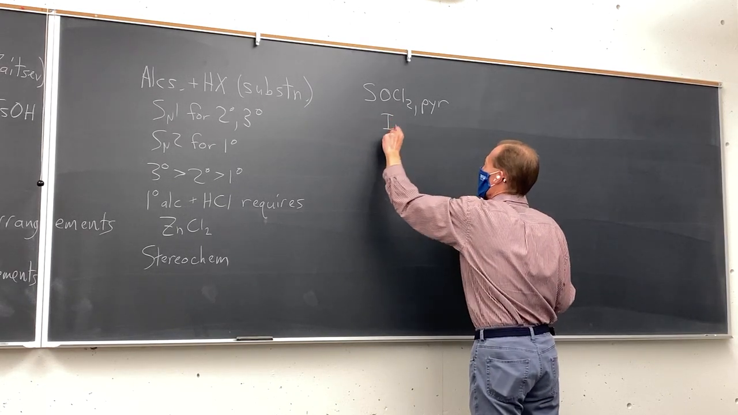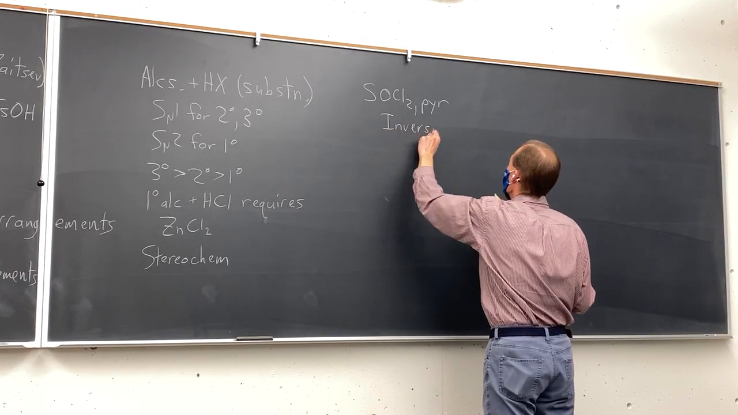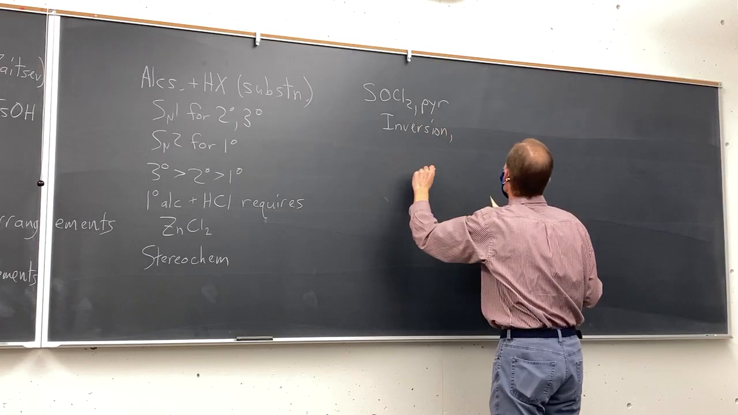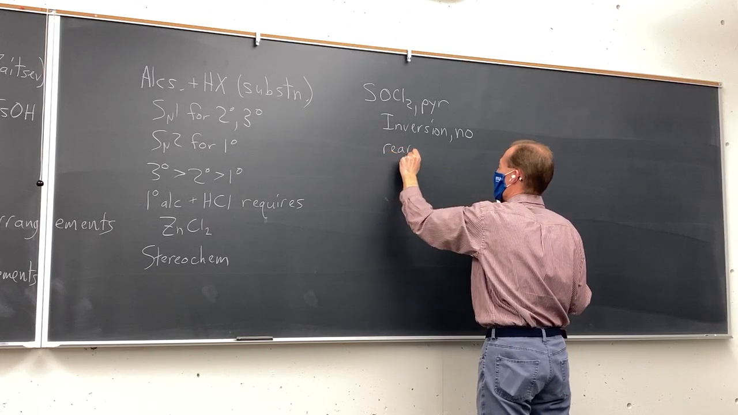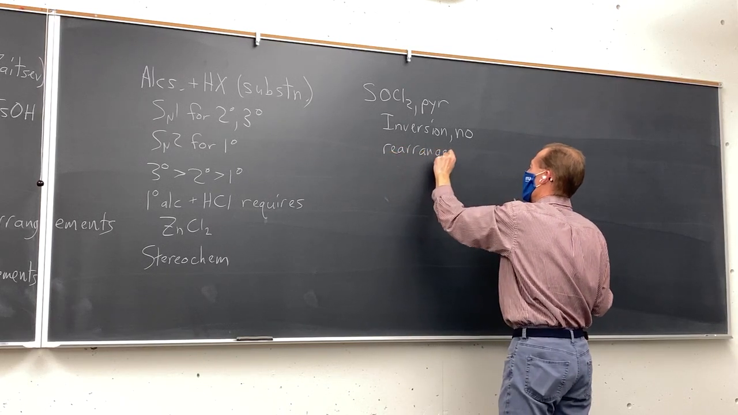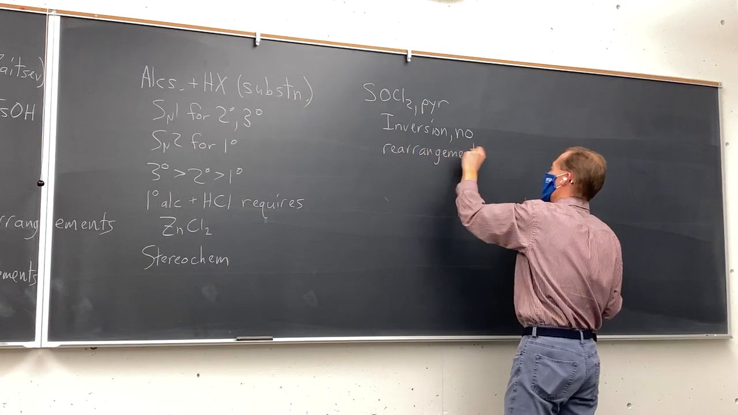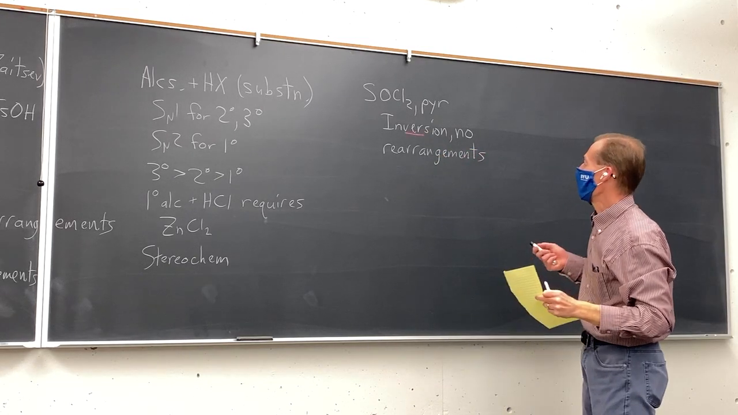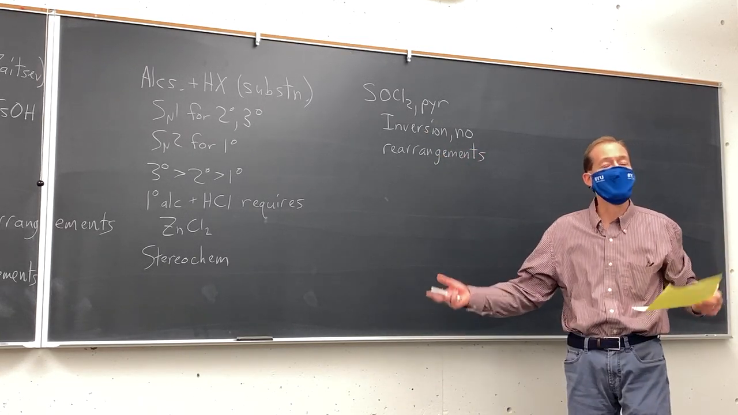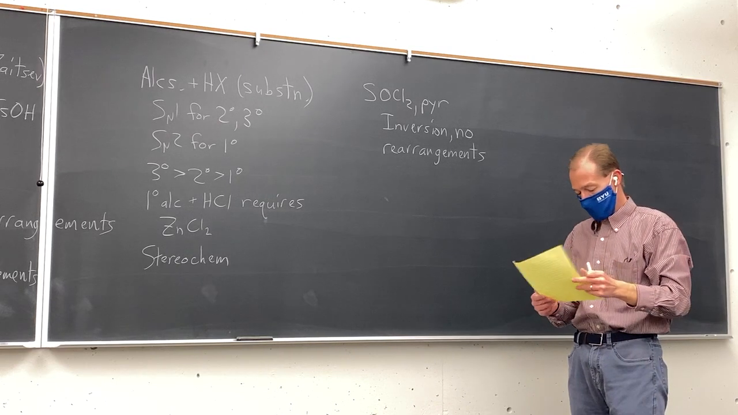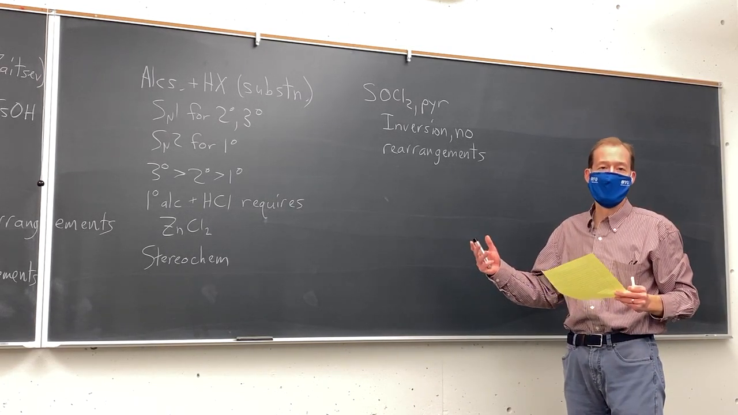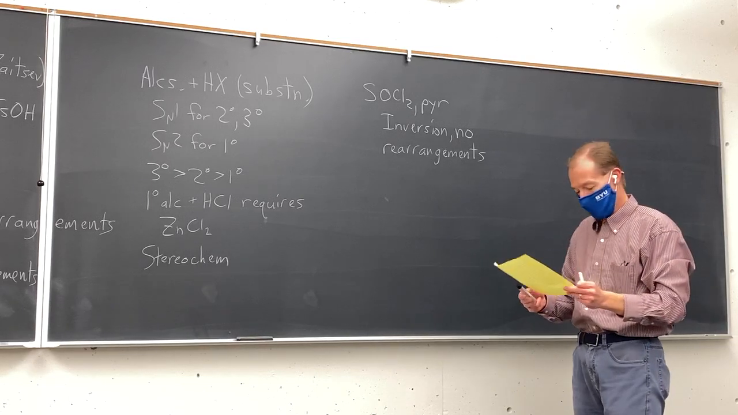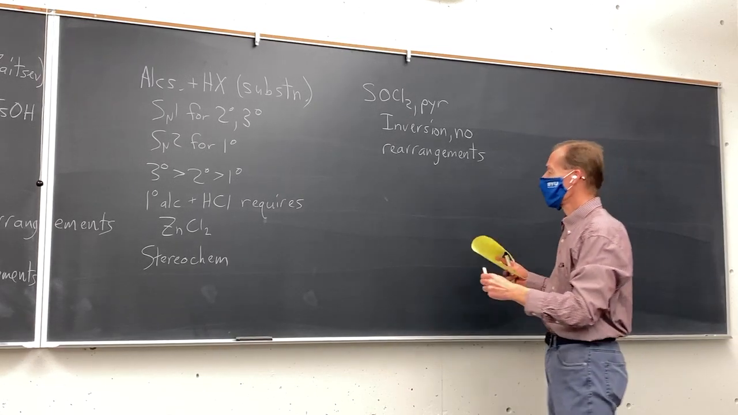And this reaction proceeds by inversion, and there are no rearrangements, because both of these points come from the fact that there's no carbocation intermediate in this reaction. Okay? But since it is SN2, it also doesn't work with tertiary alcohols. It only works with primary and secondary.